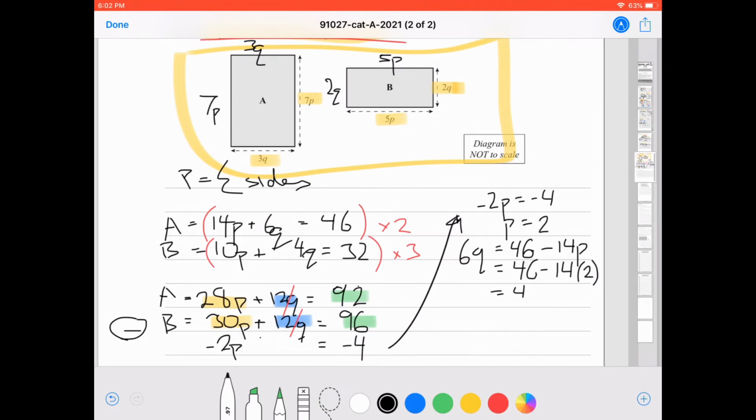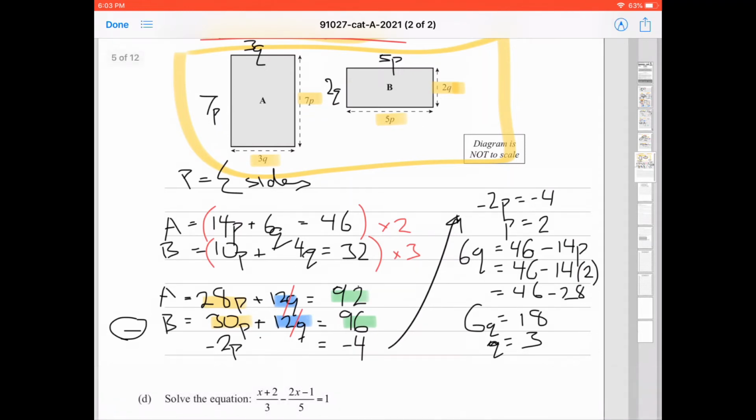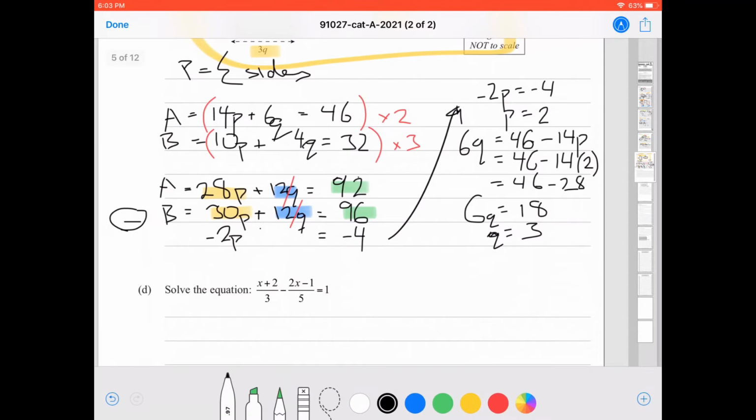46 minus 28, and that is 18. So 6q equals 18, and therefore q equals, dividing by 6 on both sides, 3. Okay, so we've got p equals 2 and q equals 3.